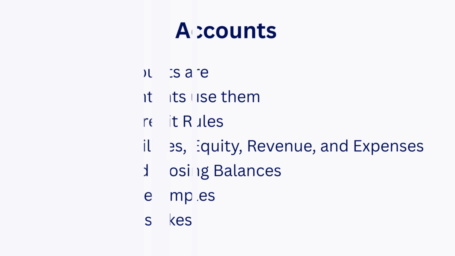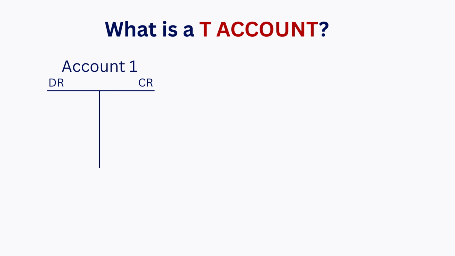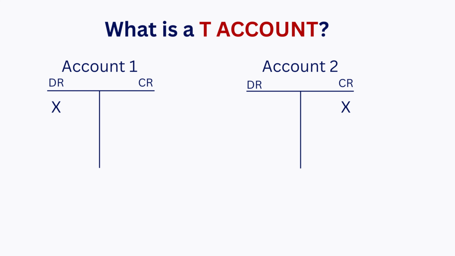Let's begin. A T account is a visual way of recording accounting transactions. It's called a T account because it looks like the letter T. On the left side, we record debits. On the right side, we record credits. Every transaction in accounting affects at least two accounts. This is known as double entry bookkeeping. That means one account receives a debit entry, another account receives a credit entry. The total debits must always equal the total credits. That is one of the foundations of accounting.